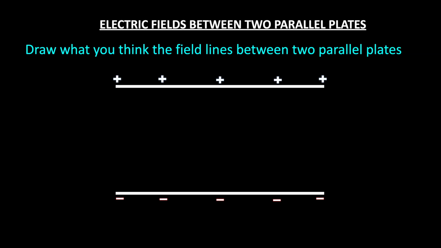Now, the next type of electric field we have to consider is the electric field between two parallel plates. We can see that these two lines are in fact parallel. One's charged positively and the other charged negatively. What do you think these field lines will look like? Pause the video and have a go.